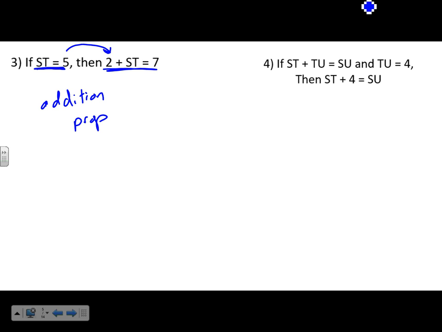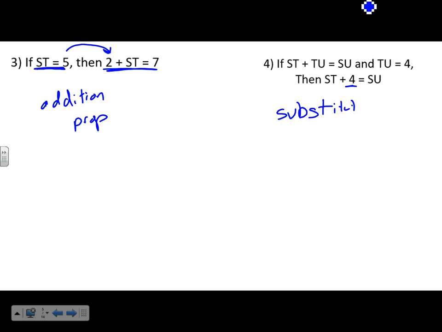Now, we'll talk about that in a second, but now look at number 4. ST plus TU is equal to SU, and TU is equal to 4, so then ST plus 4 is equal to SU. That is the substitution. If you want to abbreviate this, do not abbreviate it to just sub, because is that substitution or is that subtraction? I can't tell. You need to make sure you put enough that I can tell. So if you leave it SUBST, I can live with that.